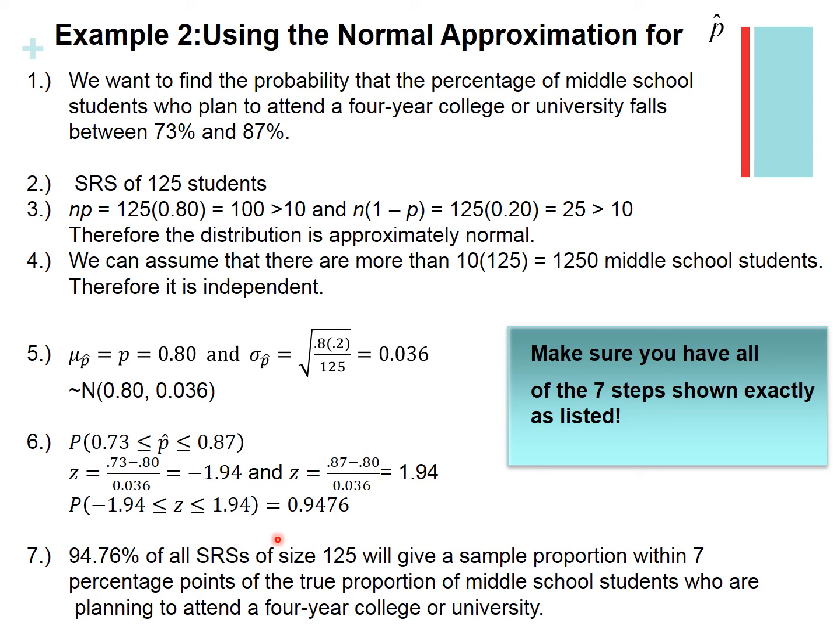So that's saying that 94.76% of all simple random samples of size 125 will give a sample proportion within 7 percentage points of the true proportion of middle school students who are planning to attend a four-year college. Make sure you have all 7 steps shown exactly as listed. If not, you won't get credit. So this is a 7-step process.